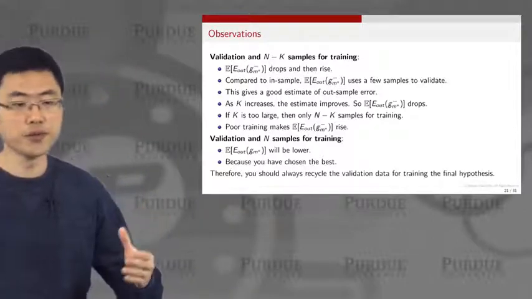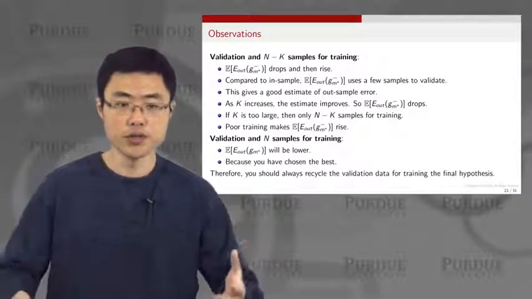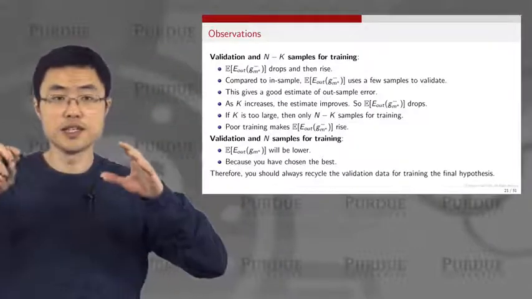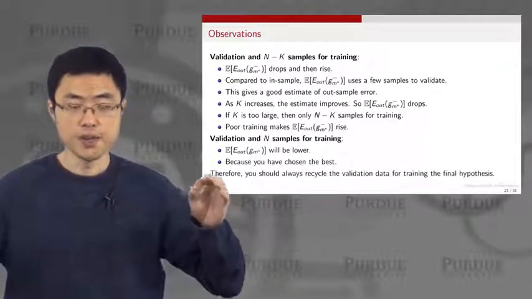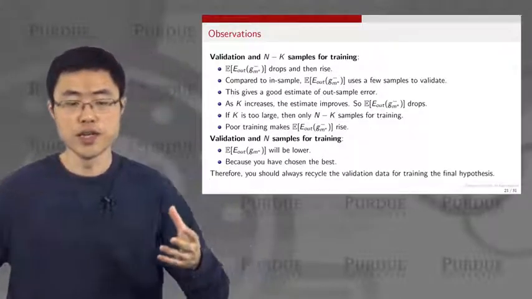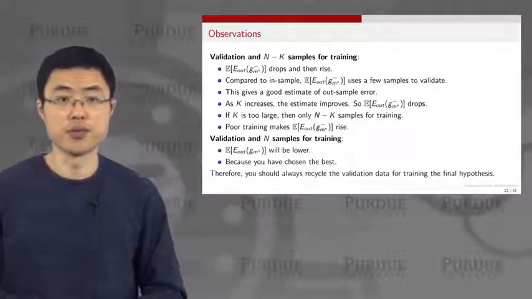So now we have gone through this application of how we select models using the validation approach. Basically, you have all these possible hypothesis sets, and then you run the validation on each of those. Then you pick the best one, and then you recycle. That would be the model selection procedure.